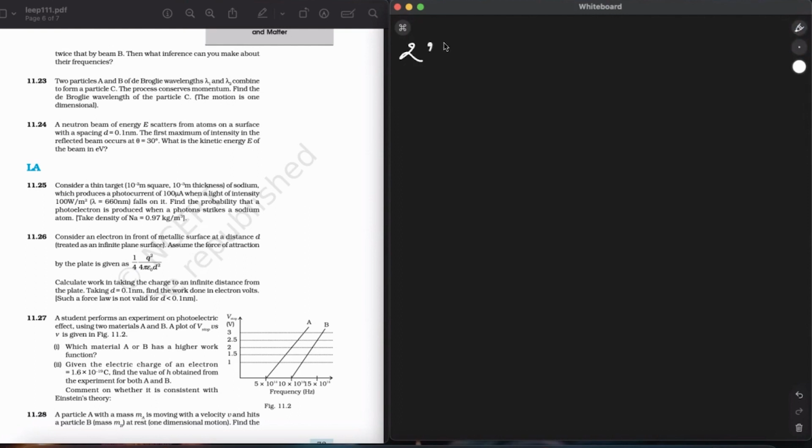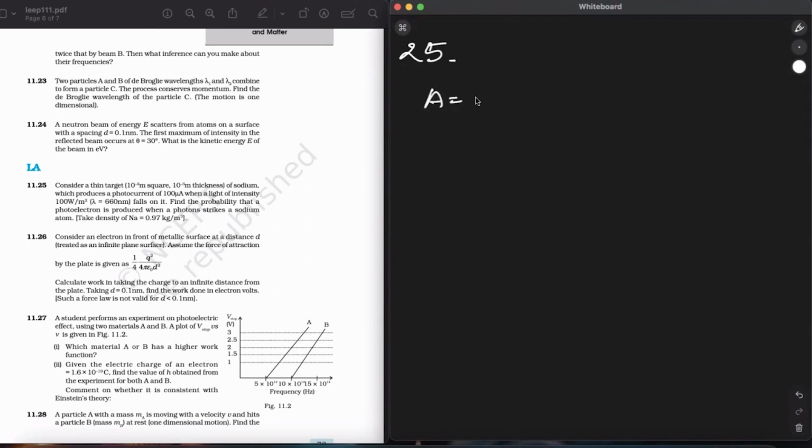Question number 25. Long answer kind of questions. So what do we have to do? We consider a thin target of thickness 10 to the power minus 3 meters of sodium, which produces a photocurrent of 100 microampere when light of intensity 100 watt per meter square falls on it. Lambda has been given. Find the probability that a photoelectron is produced when a photon strikes a sodium atom. Density of the atom has also been given to us. So let's do this question.